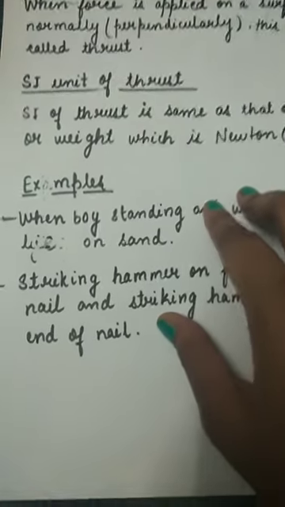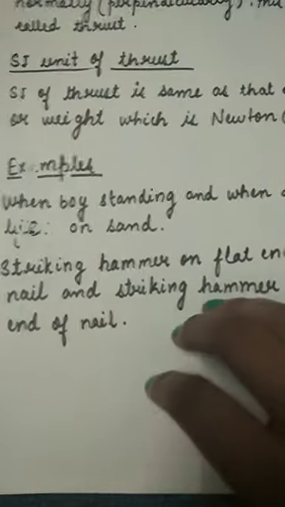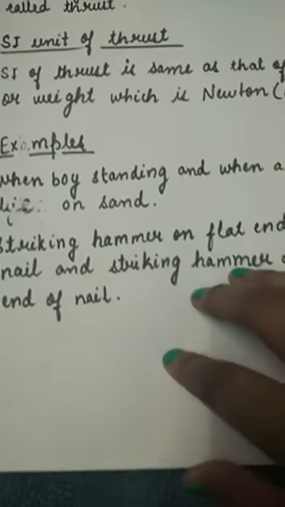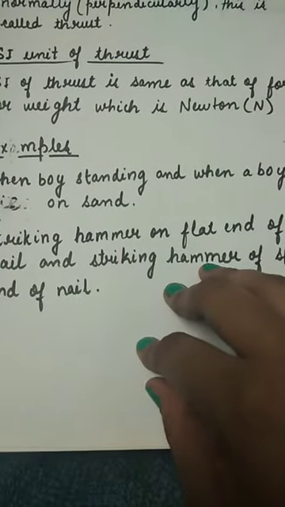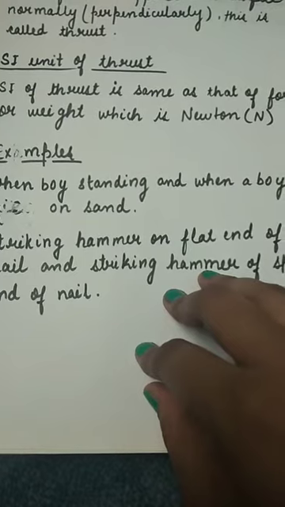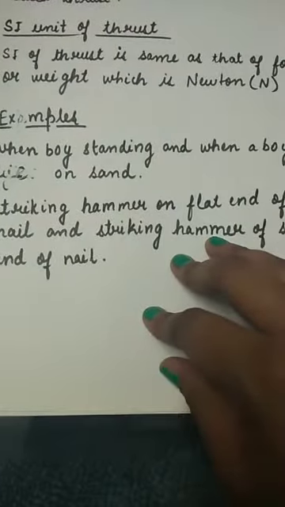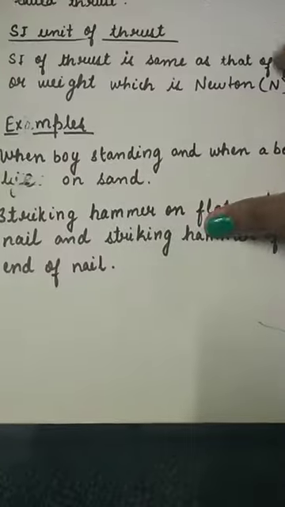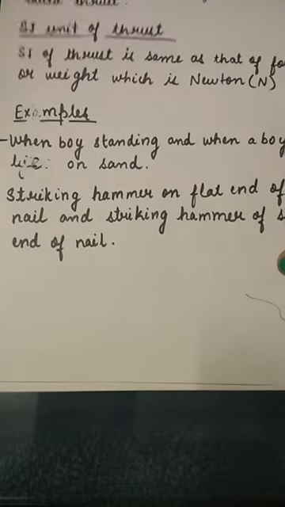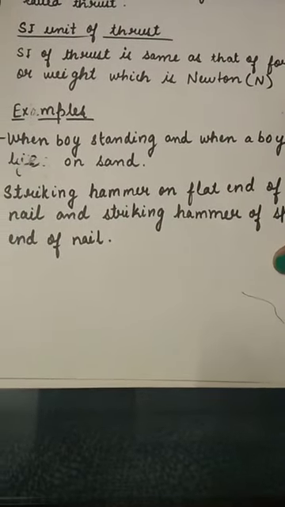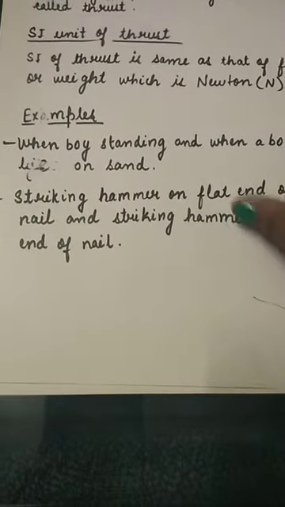Now there are some examples from which you can be clear about thrust. Suppose a boy is standing on sand and a boy is lying down on sand. The second example is striking a hammer on the flat end and striking a hammer on the sharp end of a nail. Now we are going to understand these two examples properly.